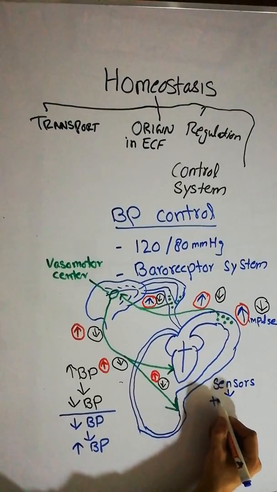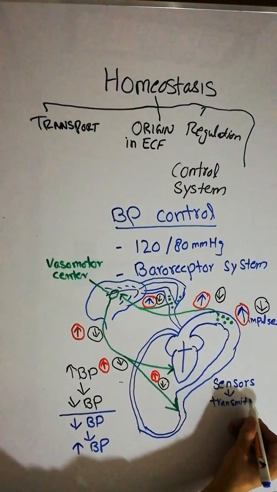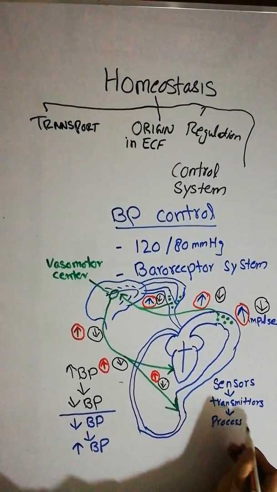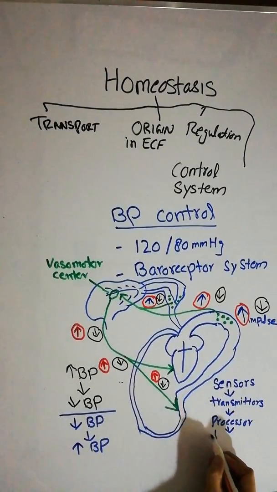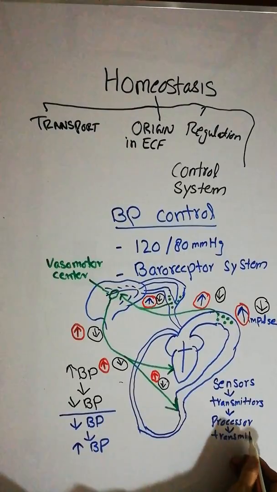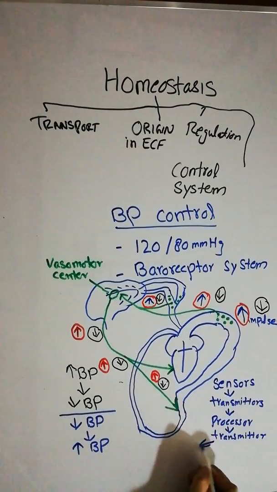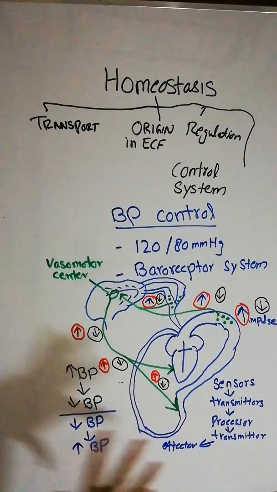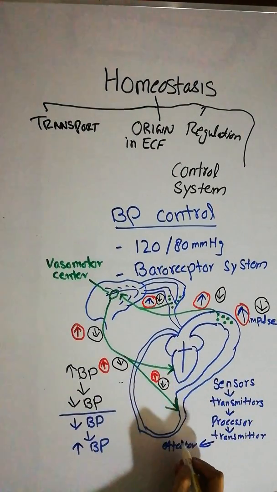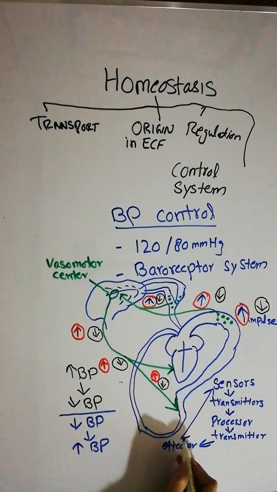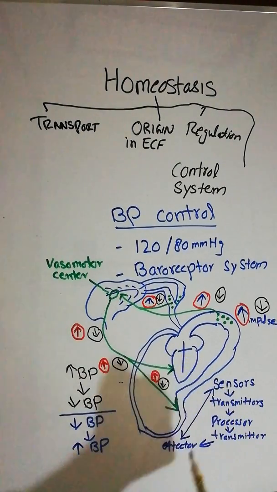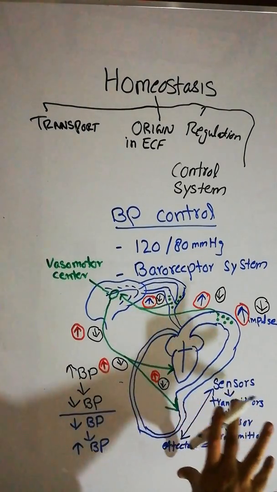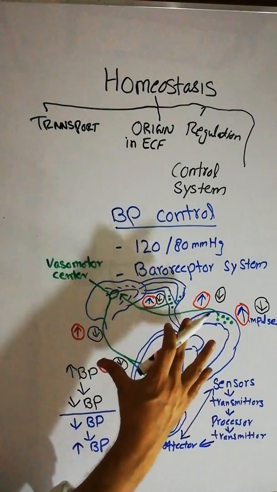So it starts with sensors, signals go through transmitters towards the processor, then again through transmitters towards the effectors. So this interplay, or this interaction, starting from the sensors and ending with the effectors, is trying to maintain the level of blood pressure.